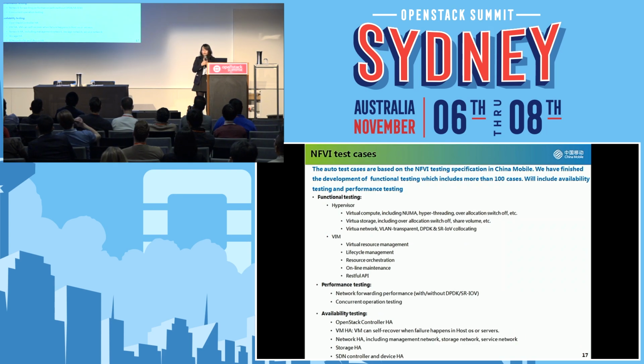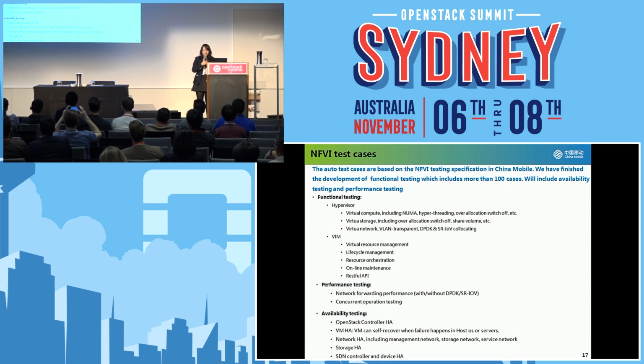And I'll give you more details of the infrastructure testing cases in case some of you might be interested. We have now finished more than 100 cases, but mostly functional test cases, which include the functional testing of both hypervisor and VMs. For the hypervisor, most test cases focus on the virtual resources that it can provide, like virtual compute, virtual storage, virtual network. And for the VM, we mostly test the management capability of the VM.